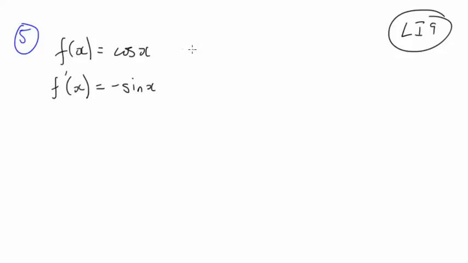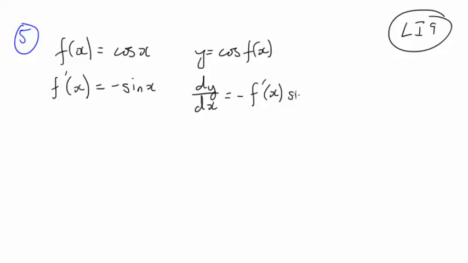So let's have a look at, if I have y equals cos of some function of x, well, the derivative equals negative f dash of x sine of f of x. And I'll give you an example of that.